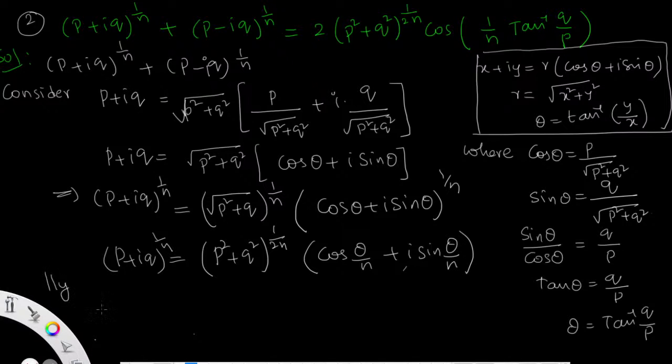Similarly, we can write p minus iq whole to the power of 1 by n. Just replace plus with minus.